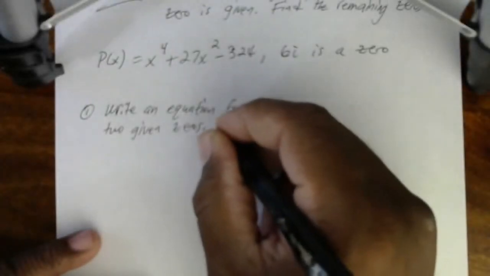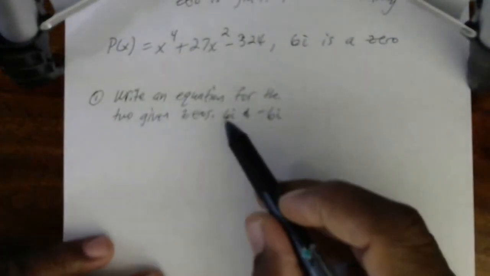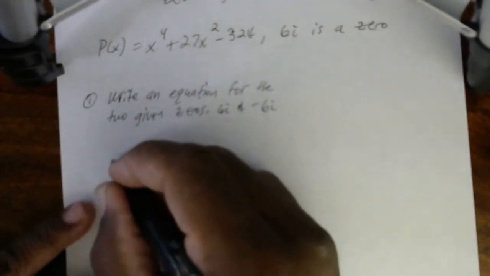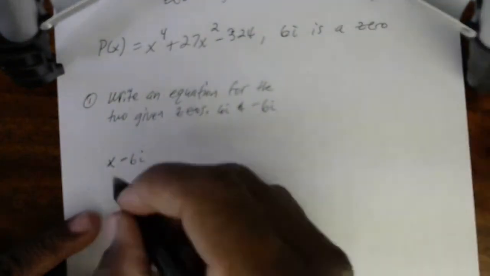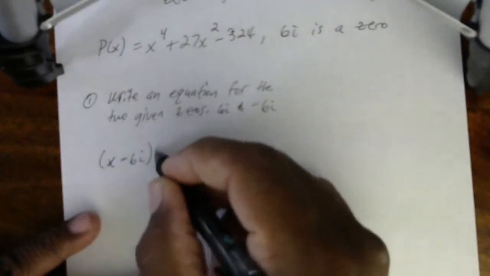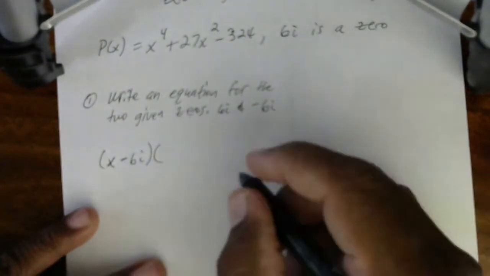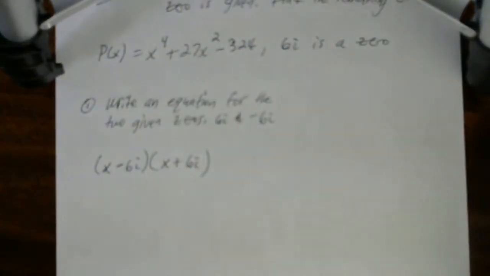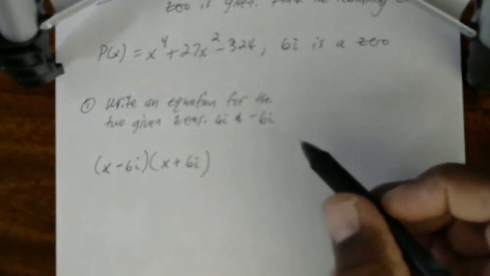So we have 6i, I'm going to write that up here, 6i and negative 6i. If we were to write 6i as a linear factor, we would have x minus 6i. If we were to write negative 6i as a linear factor, we would have x plus 6i. So here are my two zeros, and we're going to write out the quadratic equation that's formed.